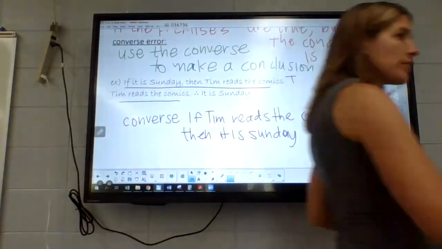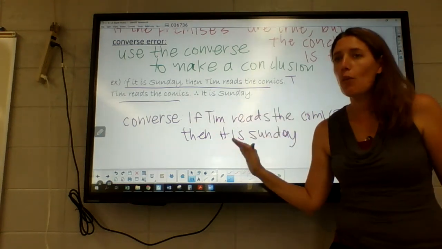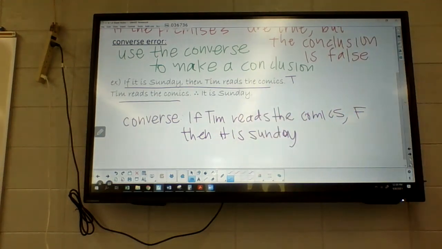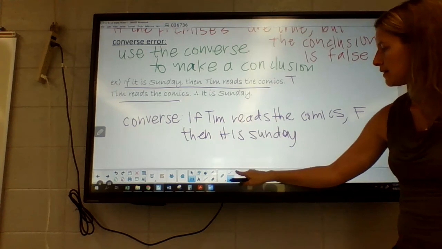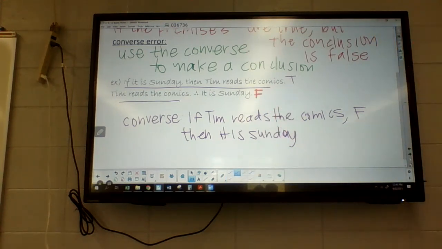So that's why with this converse idea you can't automatically assume. Like I cannot automatically assume because you're an athlete that you're on the team. That's not a fair assumption. That might not be the case. So you can't flip that in that way. So Tim could be getting wild and crazy on a Monday as well and reading the comics. So this whole statement would be false, to assume it's Sunday. Okay?